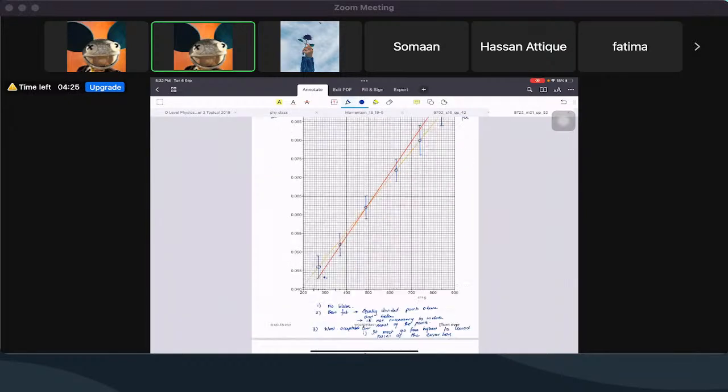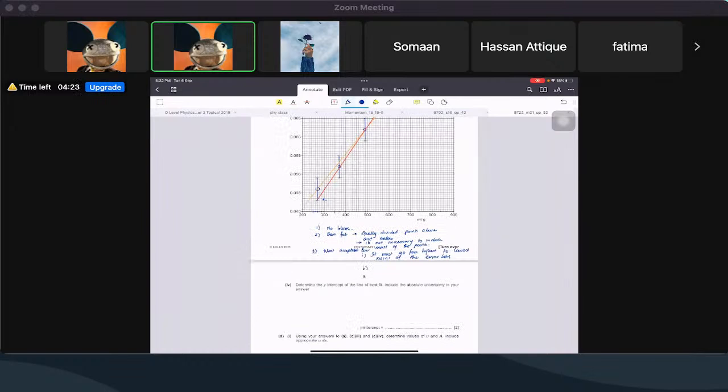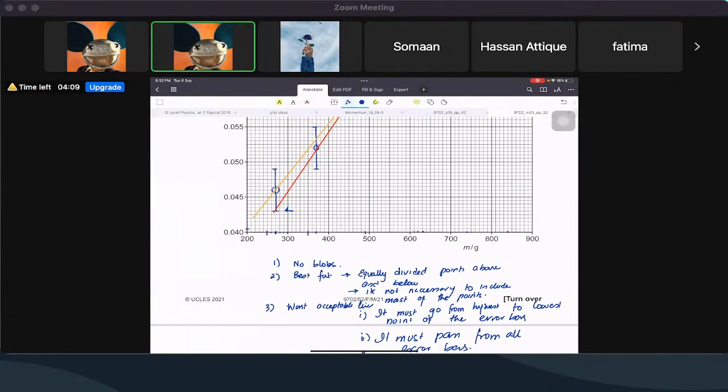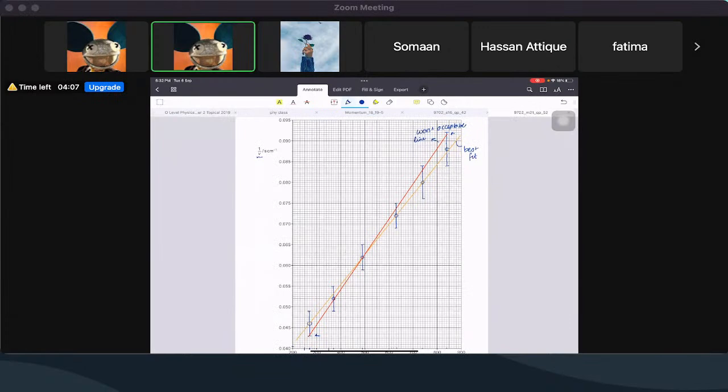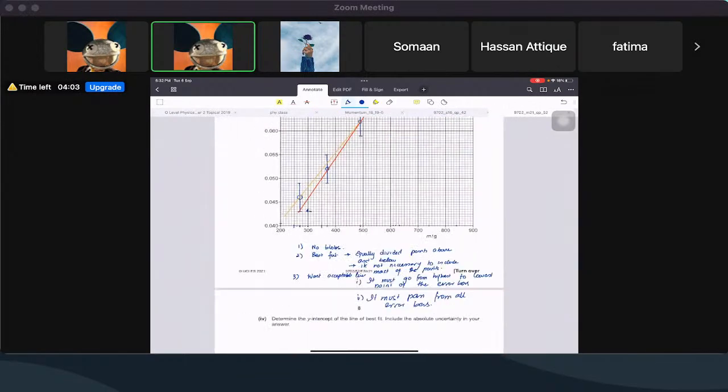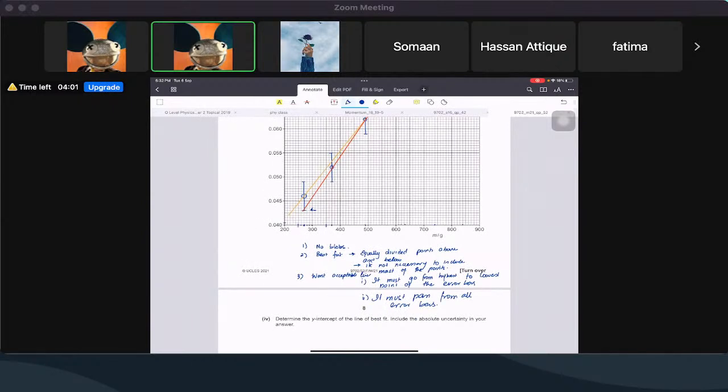The second thing that you should always remember in the worst acceptable line is that it must pass through all error bars. If it doesn't pass through all error bars, like you see my line is passing through all error bars, then it would be a wrong line. Please do not make a wrong plot. Is it clear, everybody? Any questions?